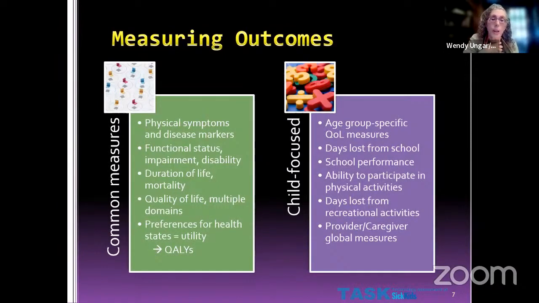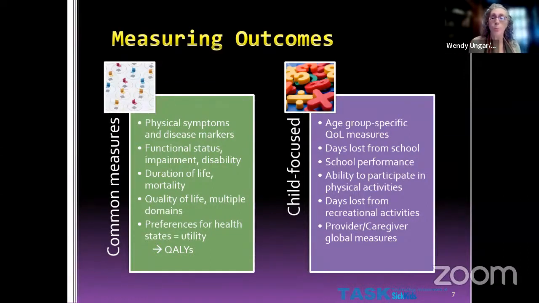So we might start off with going to some of the more common measures. These are common measures that would be seen in a cost effectiveness analysis where we're measuring health benefit in terms of a natural measure. And these are ones you would see in adult economic evaluations. So things like physical symptoms and disease markers, laboratory markers as intermediate markers, pain, functional status. And then we get into outcomes like duration of life and quality of life.